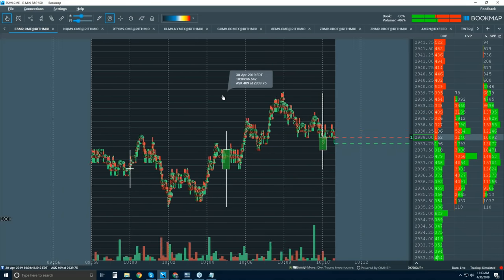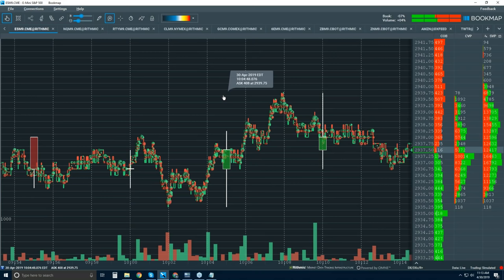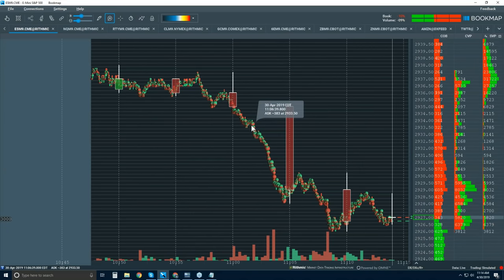Now, what is the element that's missing here? It's the third element, and that's where they're bidding and offering. We don't have any insight to that. And now we'll come back into this little area around 10:02, 10:03, but we'll go to the current market and we'll take a look at this.